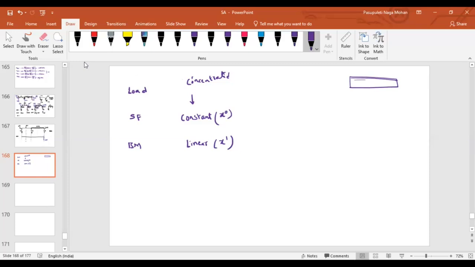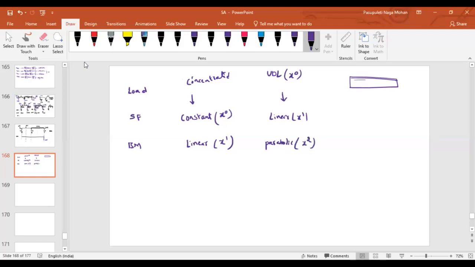If the force is UDL, what is the power? X to the power 0. Add one more degree. That means your shear force will vary linearly, x to the power 1. Whatever your shear force power, add one more degree for bending moment. Parabolic, power 2.